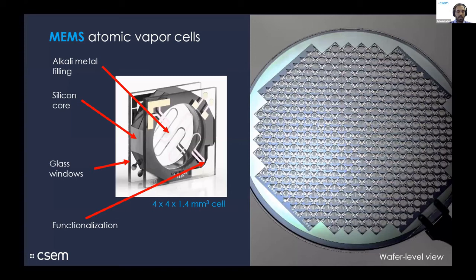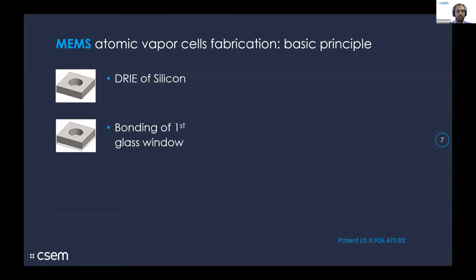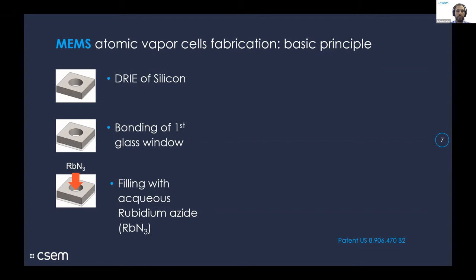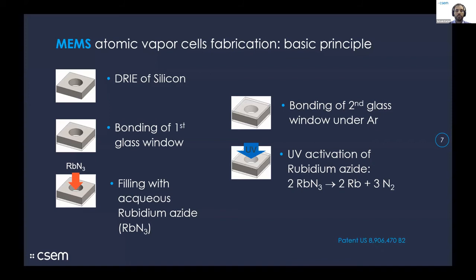So how do we do that? We start with a silicon wafer. We etch holes in the silicon by DRIE. We then bond a first glass window at the bottom of the silicon. We fill the cell with aqueous rubidium azide, a salt that dissolves in water. We let it dry. Then we bond a second glass as a top window under argon. And so we seal the cavity, and then we activate the rubidium azide with UV light, decomposing it into metallic rubidium and gaseous nitrogen.